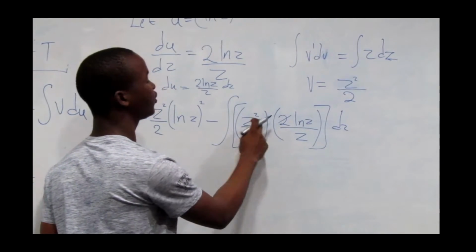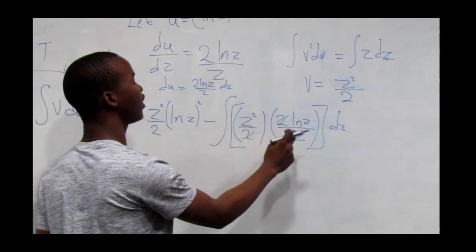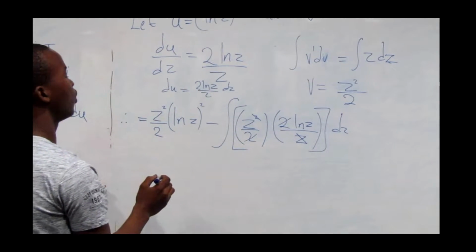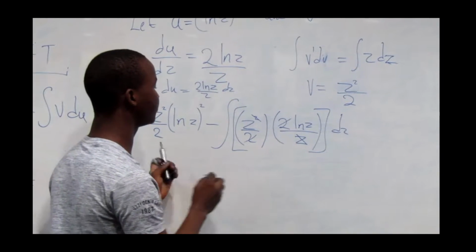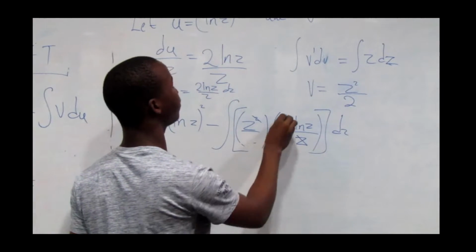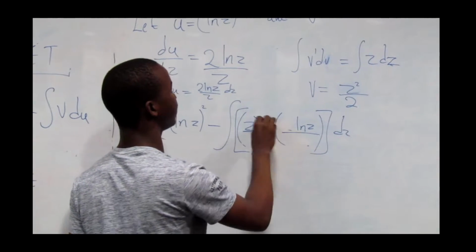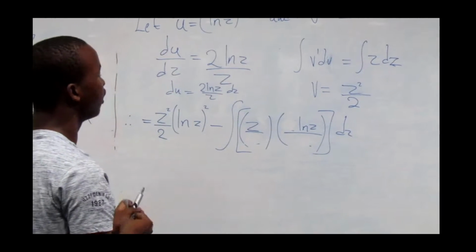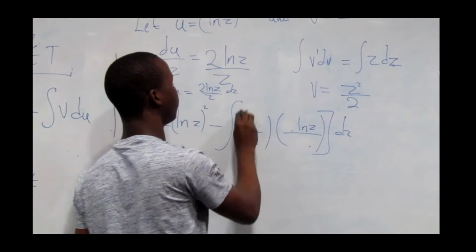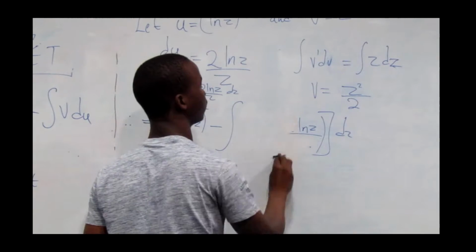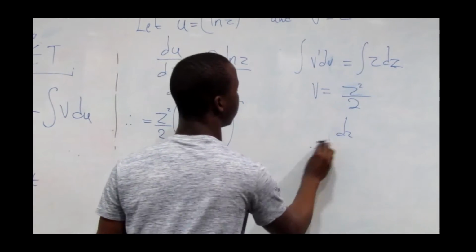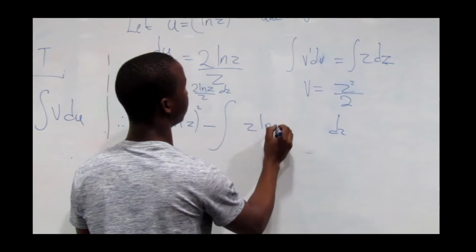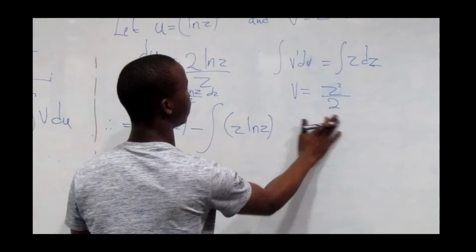Then from there on, we cancel 2 and 2. Here we have 2, here we have z squared, here we have z. Cancel this z, you cancel this square. So we're going to be left with this, since we remove this 2 and 2 and this z. We are left with this now, of which you can write it in this form: z, then ln z, dz.